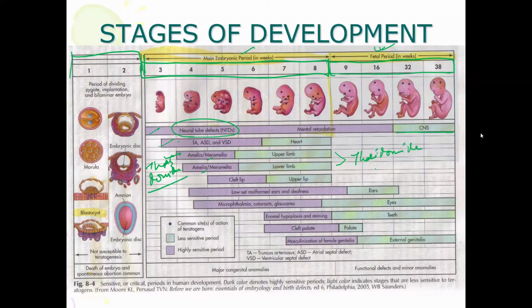Another is regarding the face: cleft lip, up to 6 weeks it is very sensitive. And the ear, up to almost 9 weeks, rosette, malformed ear. Similarly, eyes up to 8 weeks, teeth staining up to 8 weeks, and cleft palate. The palate is a bit later than the lip. The lip is a bit early, and the palate is up to 9 weeks.